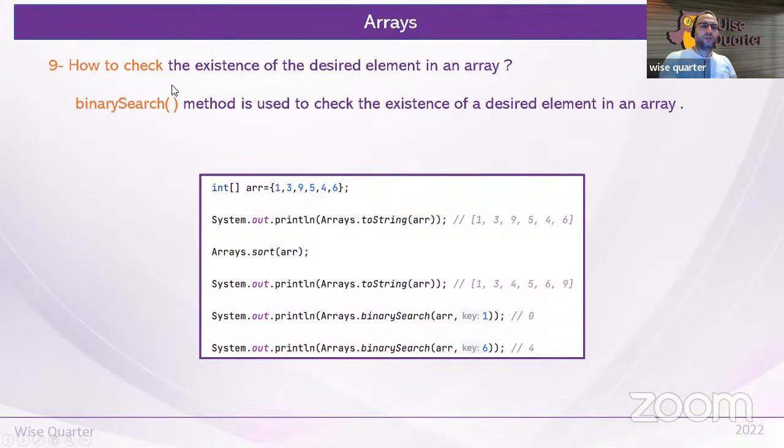Yes, how to check the existence of a desired element in an array. How we have learned it, we could check it, but the Arrays class has a method for it, binary search. It is a little different. It works in different logic, and it's a little hard to understand, but it's very fast. Because of being fast, you can use it. Okay, let me show you. It will be easier for me to show it.